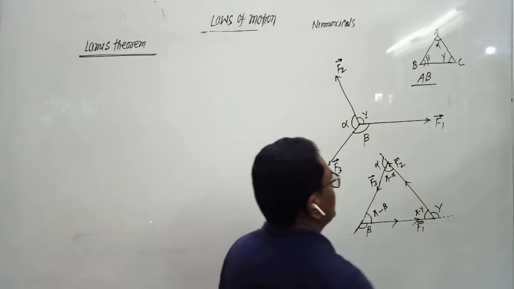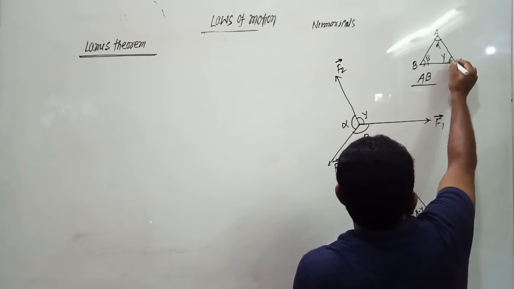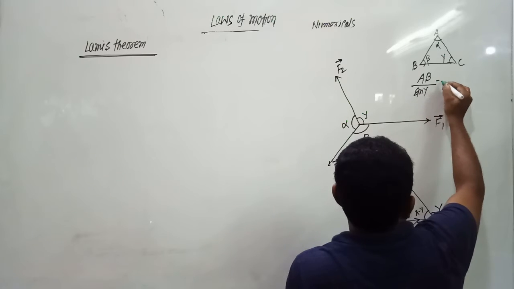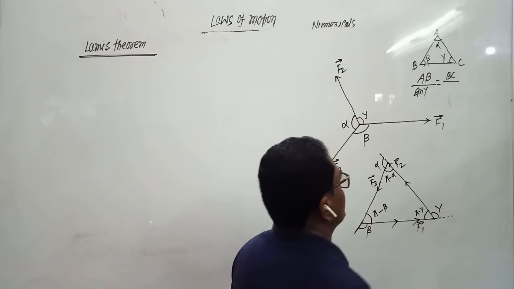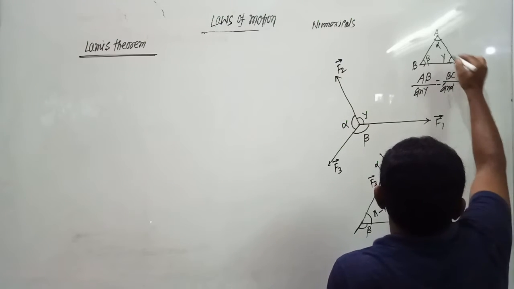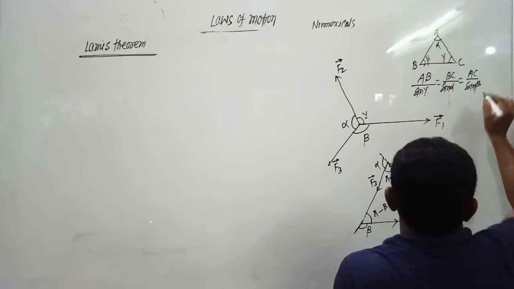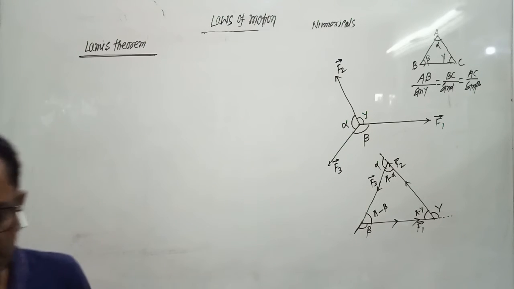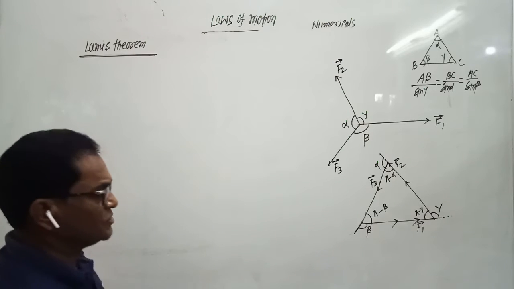Side AB, and the angle just opposite to side AB is gamma. So AB upon sine gamma. For side BC, the angle opposite to side BC is alpha. So BC upon sine alpha equals side AC, whose opposite angle is beta, so AC upon sine beta. They are a constant ratio. AB upon sine gamma equals BC upon sine alpha equals AC upon sine beta. This is a constant ratio.